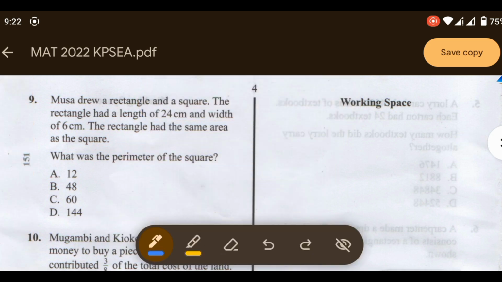9. Musa drew a rectangle and a square. The rectangle had a length of 24 centimeters and a width of 6 centimeters. The rectangle had the same area as the square. What was the perimeter of the square? So we need to find the area of the rectangle, because the area of the rectangle is equal to the area of the square. So we do 24 times 6.